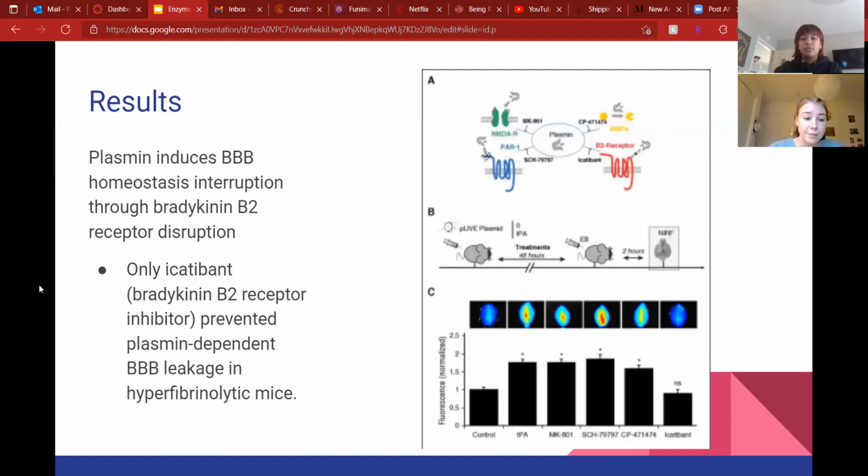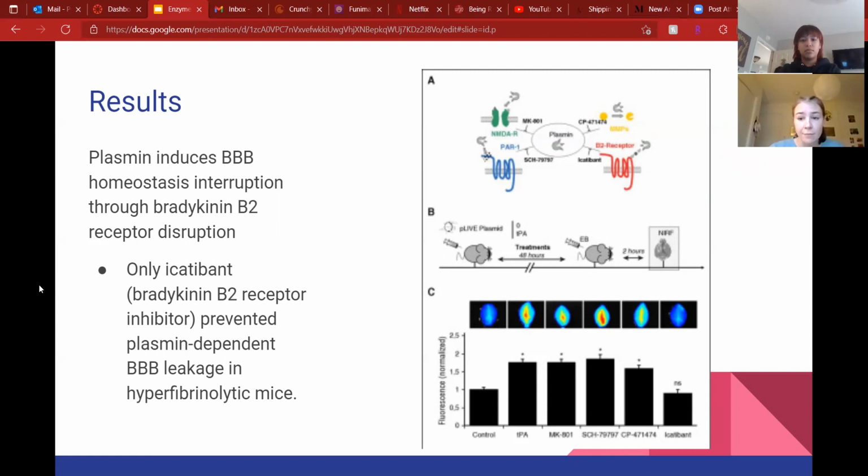Plasmin also induces blood-brain homeostasis interruption through bradykinin B2 receptor disruption. And bradykinin is a peptide that promotes inflammation through capillary dilation. And the researchers' results showed that only icatibant, which is a bradykinin B2 receptor inhibitor, prevented plasmin-dependent blood-brain barrier leakage in the hyperfibrinolytic mice.